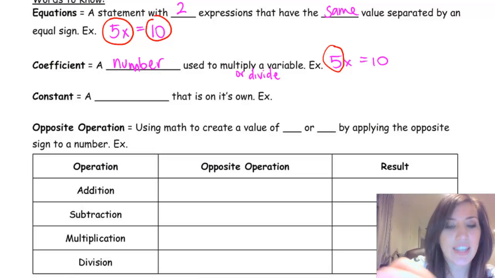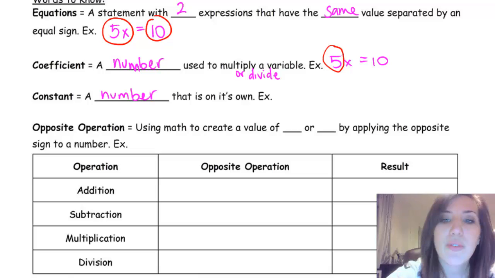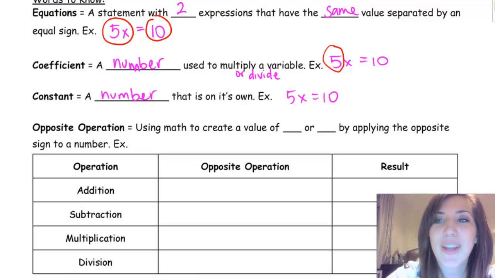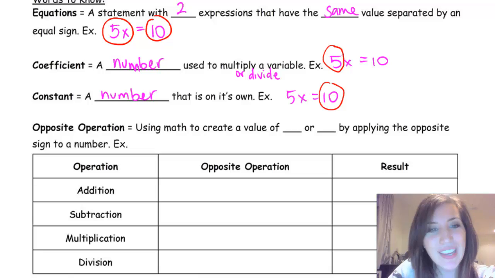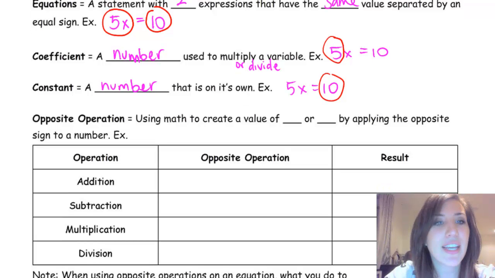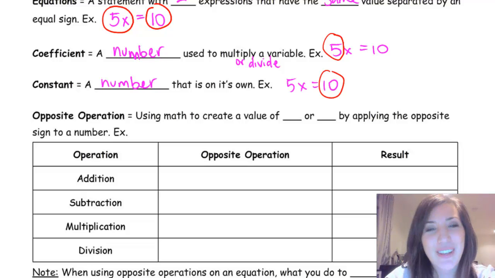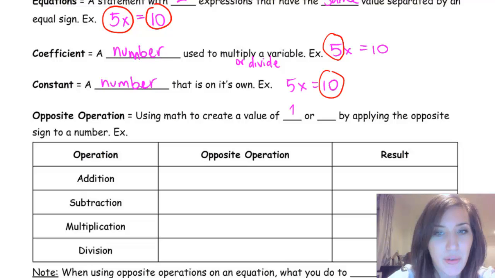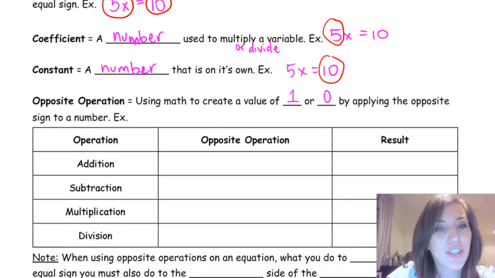Then a constant is also a number, but it's a number that's all by himself. So in this case of 5x equals 10, can you guess which one the constant is? If you guess 10, you are solid on the right track here. And we're also going to be using the expression opposite operation, and this is just using our understanding of math to create a value of 1 or 0 by applying the opposite sign to a number.